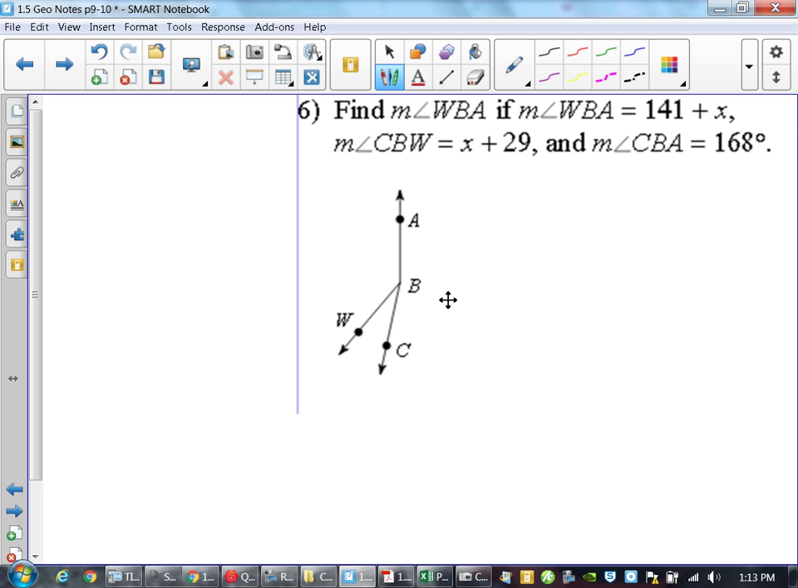Find the measure of angle WBA, if WBA is 141 plus x, CBW is x plus 29, and the whole angle is 168. What do you think you need to do? You're right. Two smaller chunks equal the whole. Put the algebra together: two smaller parts, 141 and x, and then x and 29 is 168.